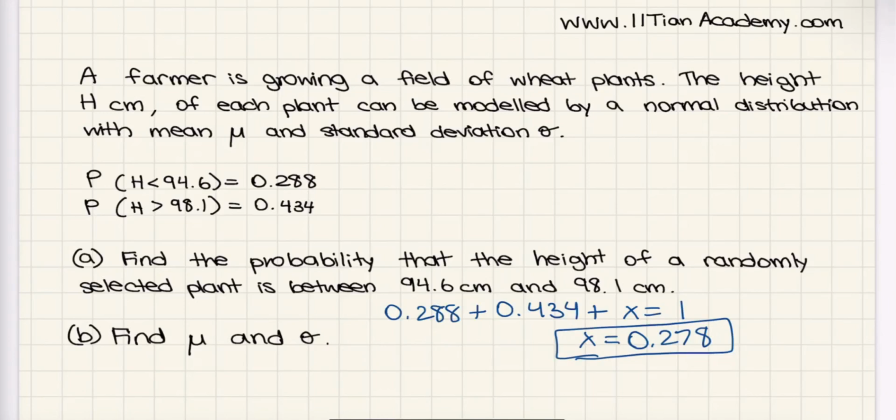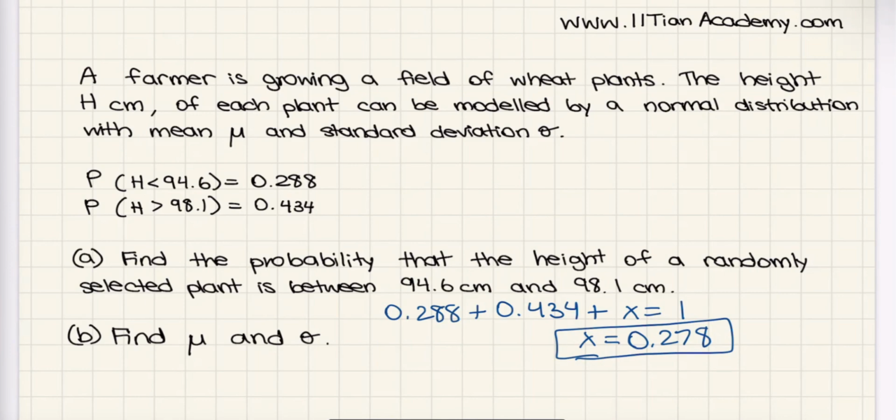A farmer is growing a field of wheat plants. The height, h centimeters, of each plant can be modeled by a normal distribution with mean mu and standard deviation sigma. We also know the probability that the height is less than 94.6 is 0.288, and that the probability that the height is greater than 98.1 is 0.434.